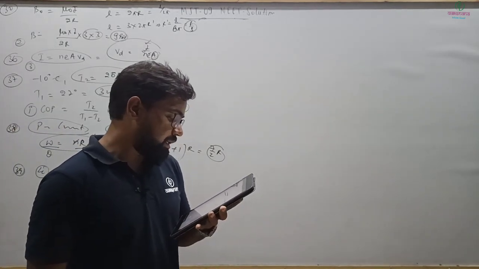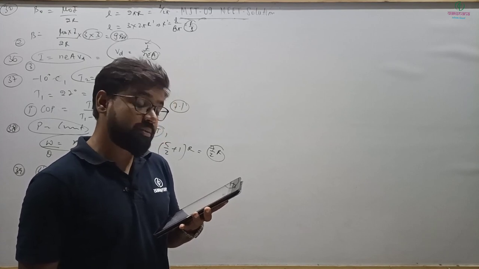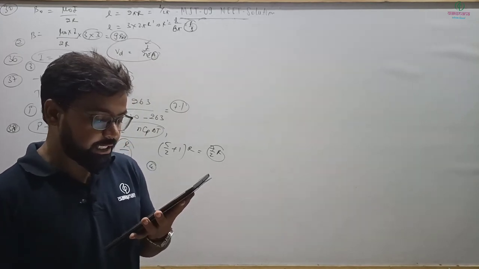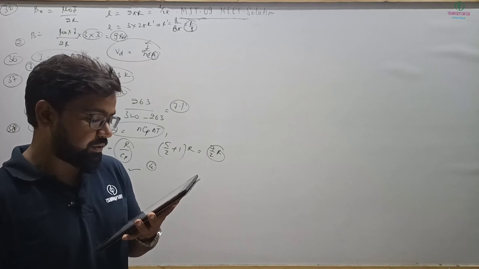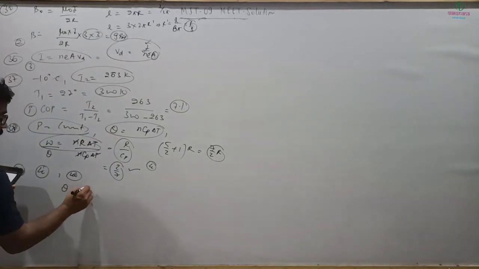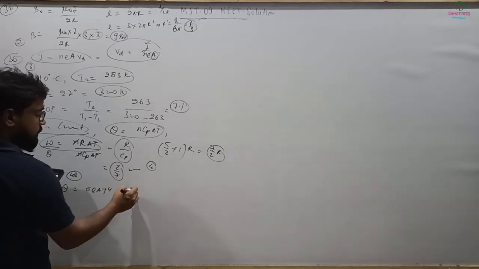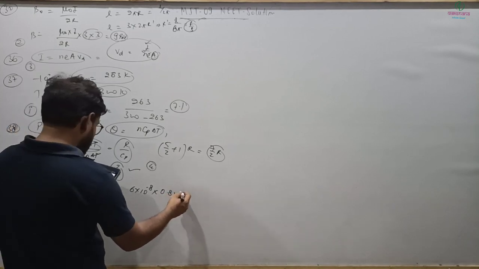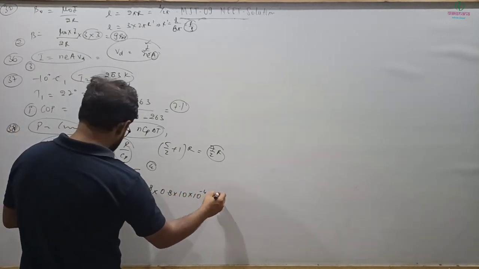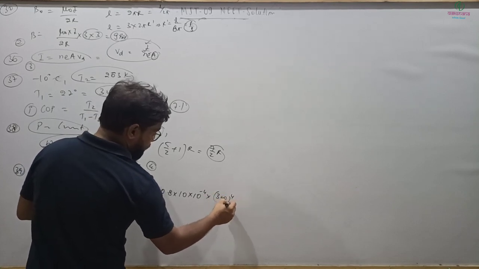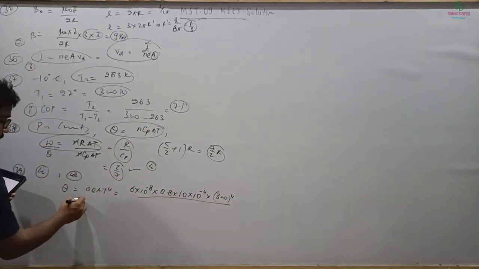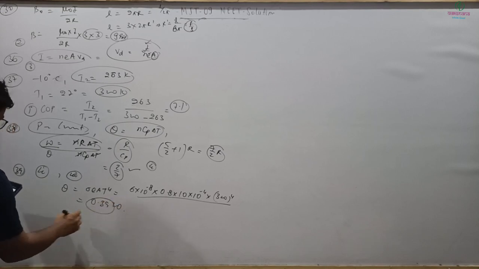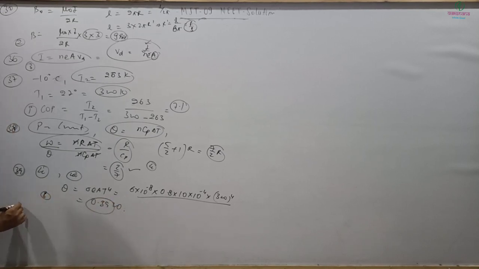Next question, 40. Calculate the amount of heat radiated per second by a body of surface area 10 centimeter square in a room at temperature 27 degrees Celsius. The emissivity of the surface is 0.8 and sigma is 6 into 10 to the power minus 8. We know the rate of heat is sigma E A T power 4. Substituting everything: 6 into 10 to the power minus 8, emissivity 0.8, area 10 centimeter square, that is 10 to the power minus 4, into T, 27 degrees Celsius that is 300, power 4. Solving it, it is going to be 0.39 watt, the rate of heat. Matching with option number 3.